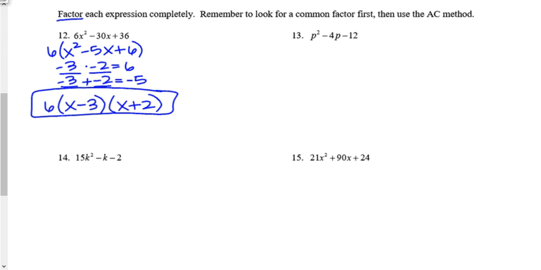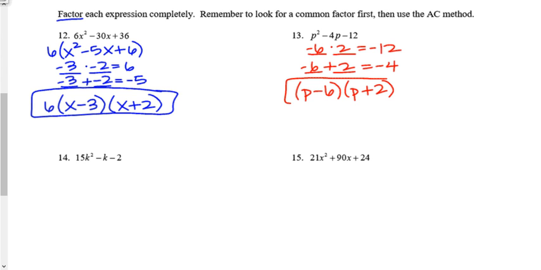Alright, number 13. My a value is 1 already, so I don't have any GCFs. So I'm looking for factors of negative 12 that'll add up to be negative 4. In this case, it is 6 and 2, and I have a negative 6 and a positive 2. So p minus 6, p plus 2. Easy enough.